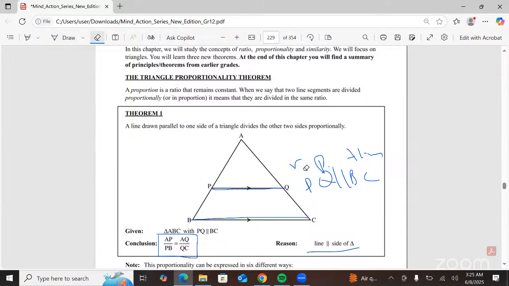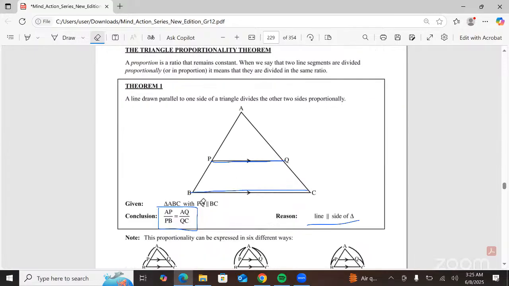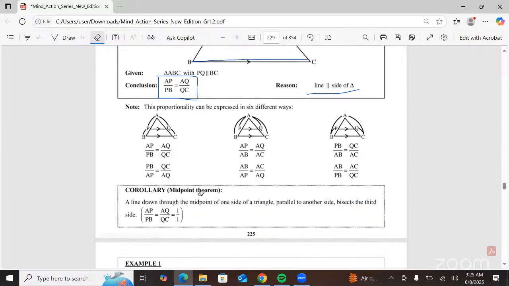Now let's go to the real application of this problem. Oh, we've got a corollary here, the midpoint theorem.